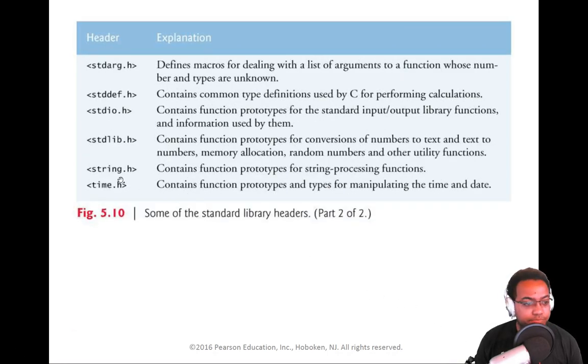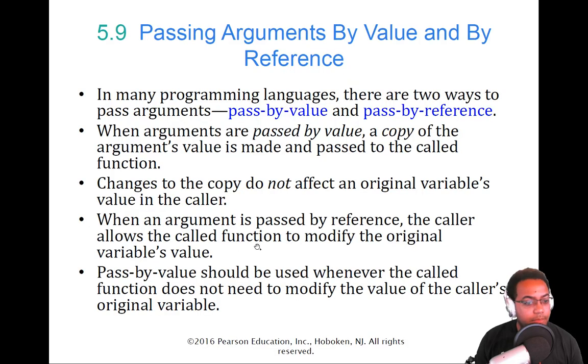Time is also a big one. I've been using string. So, in many programming languages, there are 2 ways to pass arguments. You can pass an argument by value, and you can pass an argument by reference. When arguments are passed by value, a copy of the argument's value is made and passed to the called function. We spoke about this in the last video referring to functions. If you did not watch it, please go back and watch it. I go into detail about how arguments are passed to parameters, which are actually just variables, automatic variables that exist within the function.